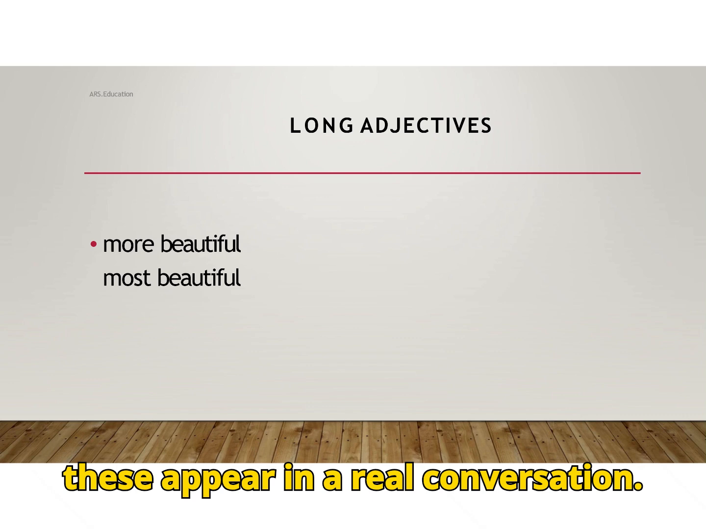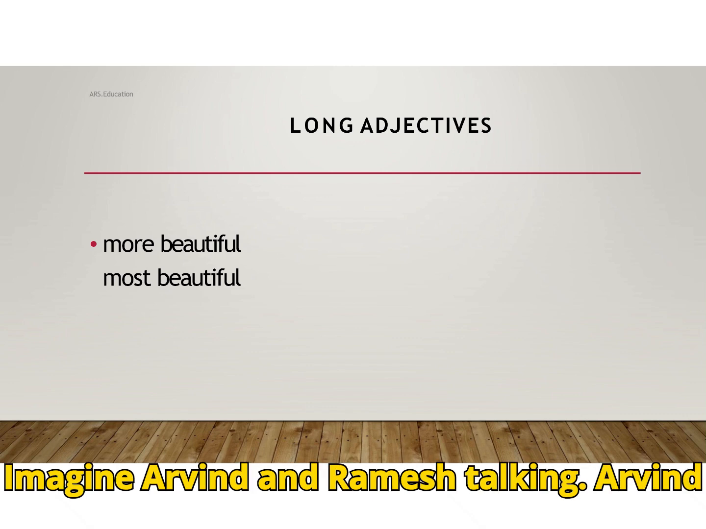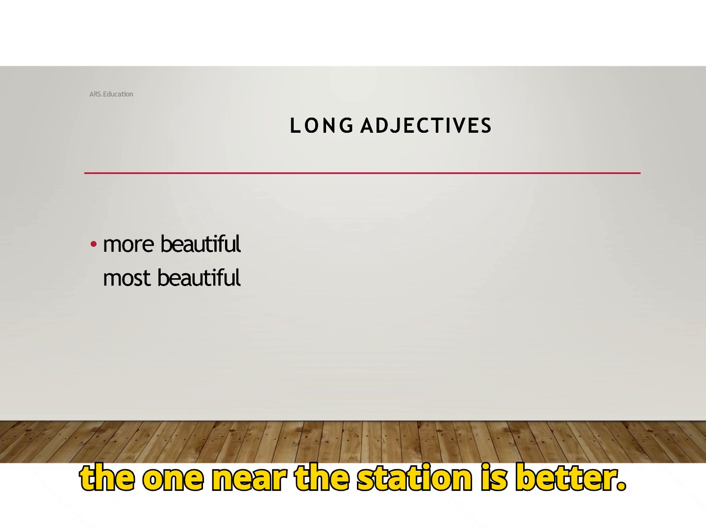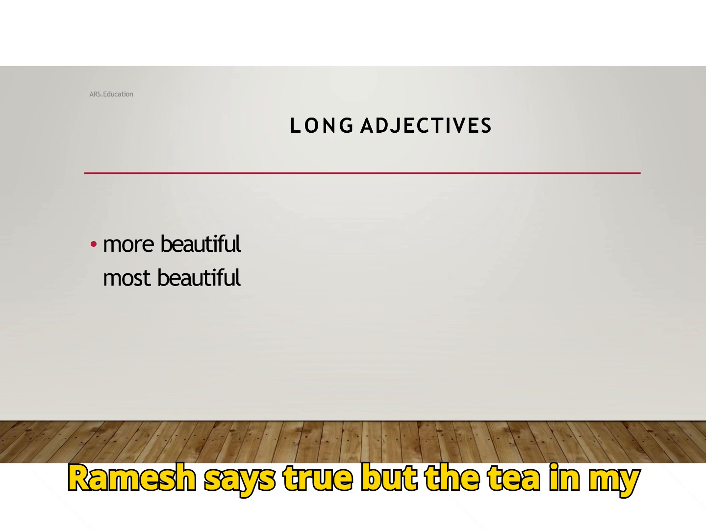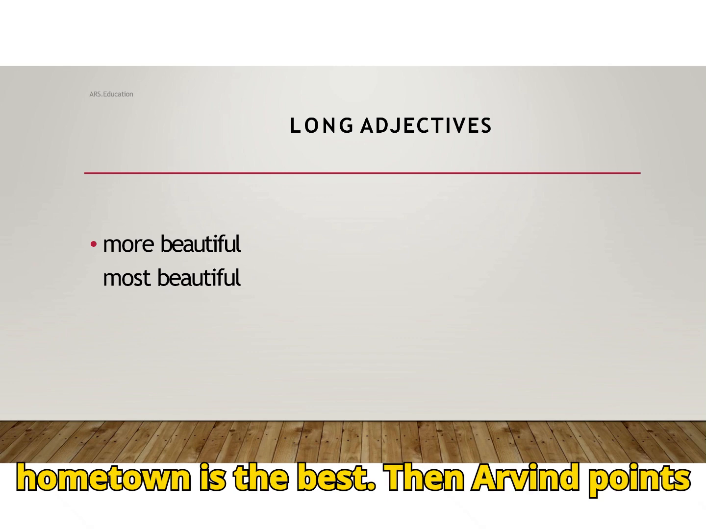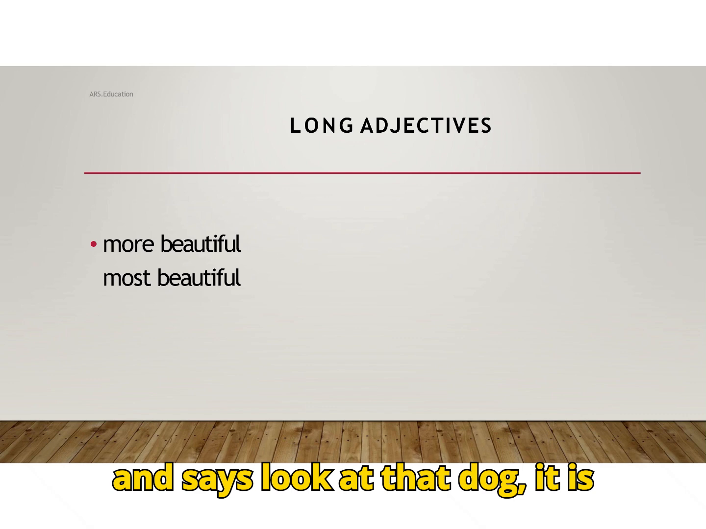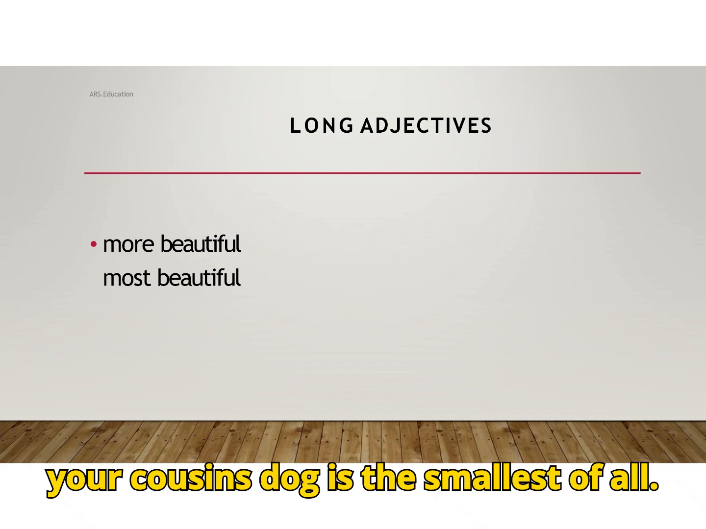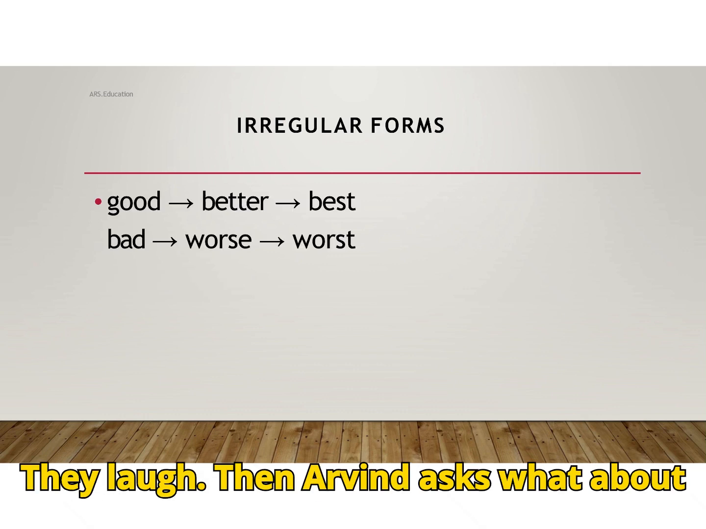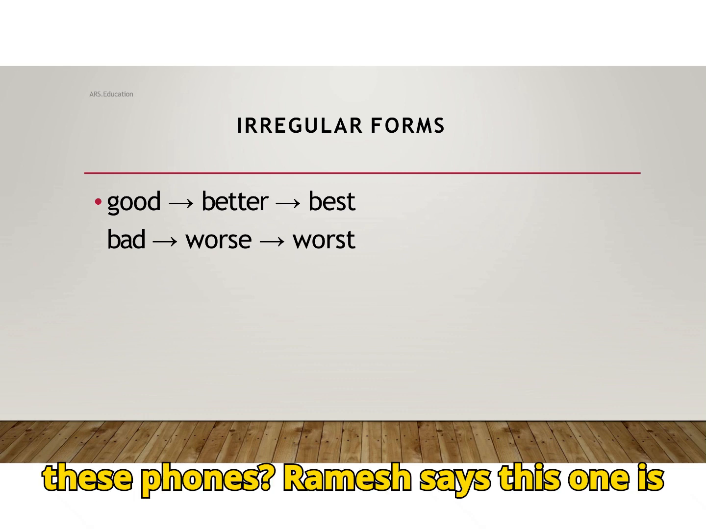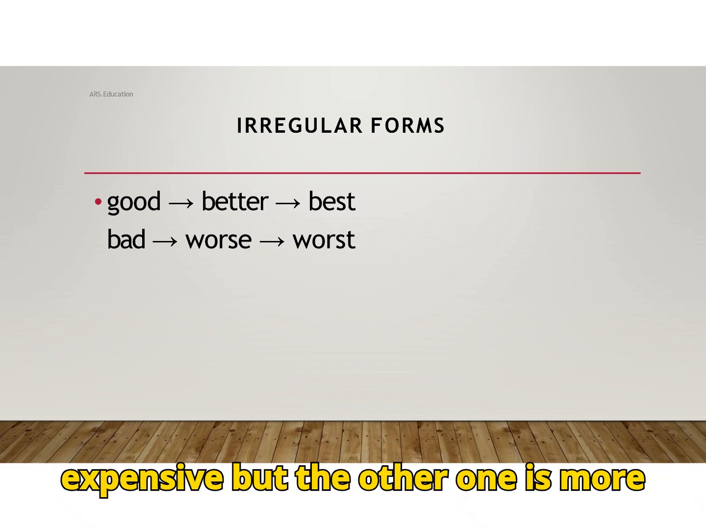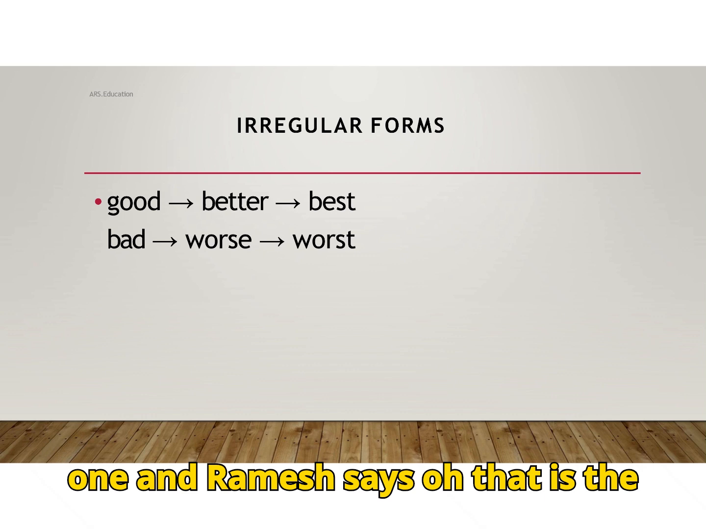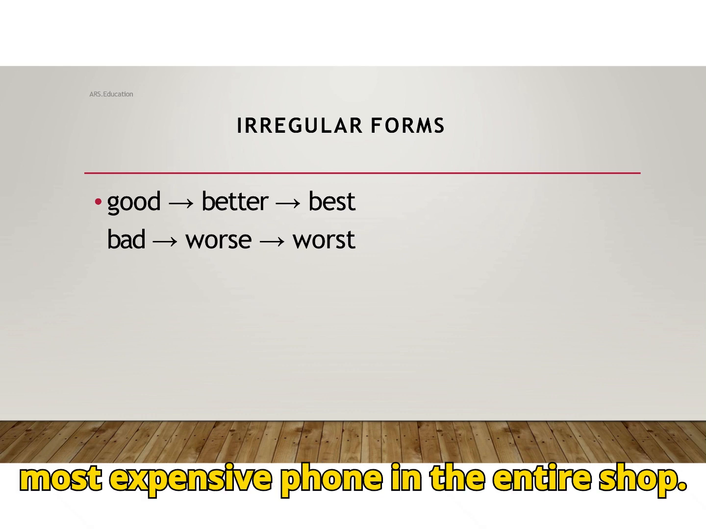Let me show you how these appear in a real conversation. Imagine Arvind and Ramesh talking. Arvind says, "Bro, this tea shop is good, but the one near the station is better." Ramesh says, "True, but the tea in my hometown is the best." Then Arvind points and says, "Look at that dog. It is small." Ramesh says, "My neighbor's dog is smaller." And Arvind laughs and says, "But your cousin's dog is the smallest of all." They laugh. Then Arvind asks, "What about these phones?" Ramesh says, "This one is expensive, but the other one is more expensive." Arvind points at the foldable one and Ramesh says, "Oh, that is the most expensive phone in the entire shop."